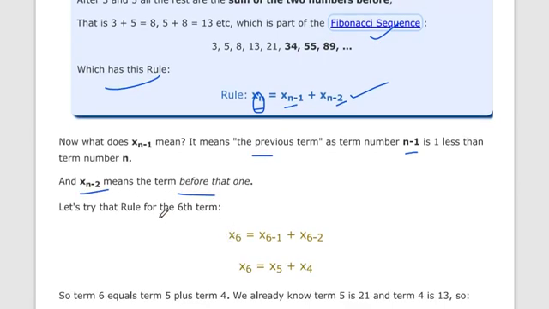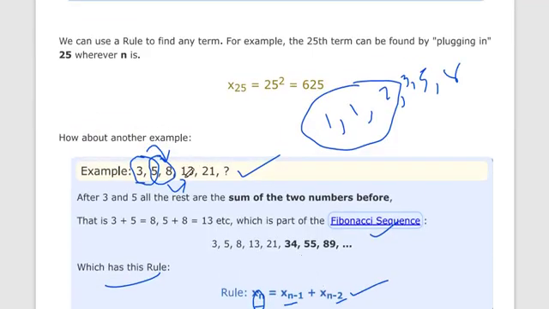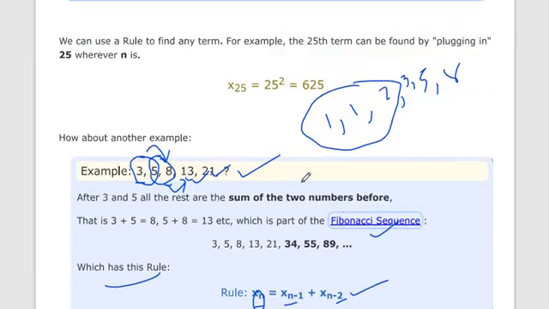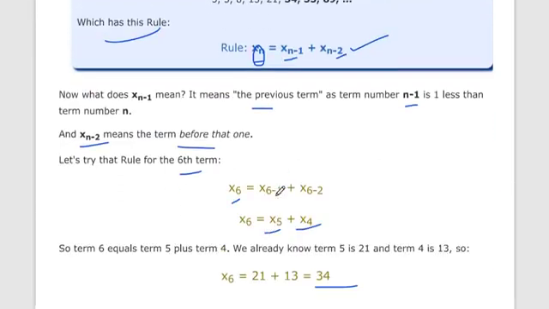So if we want to find the sixth term, our x6 becomes x(6 minus 1) plus x(6 minus 2), that is x5 and x4. We already know the fourth and fifth terms, 13 and 21. So our sixth term will become 34. So this is a Fibonacci sequence.